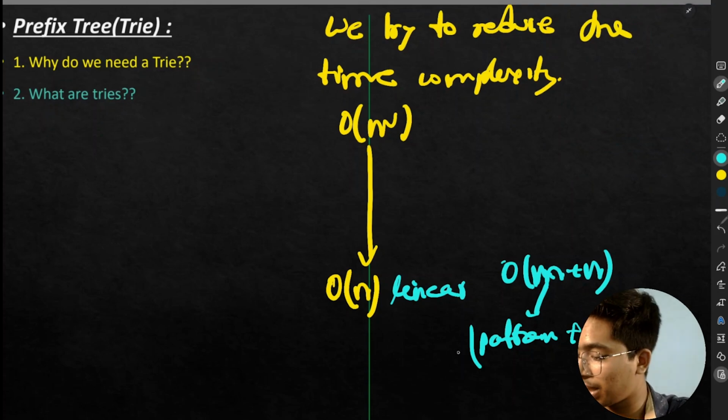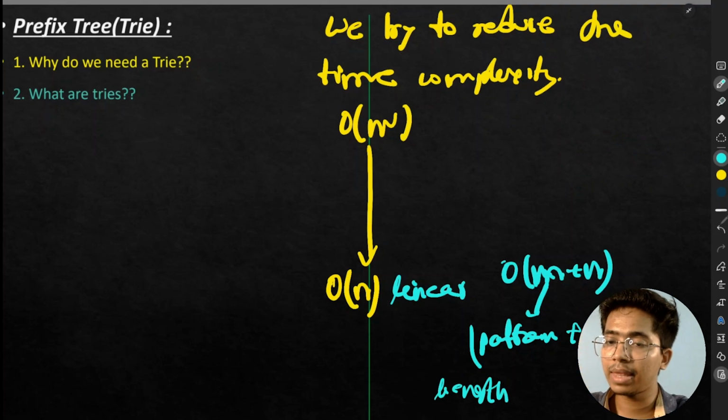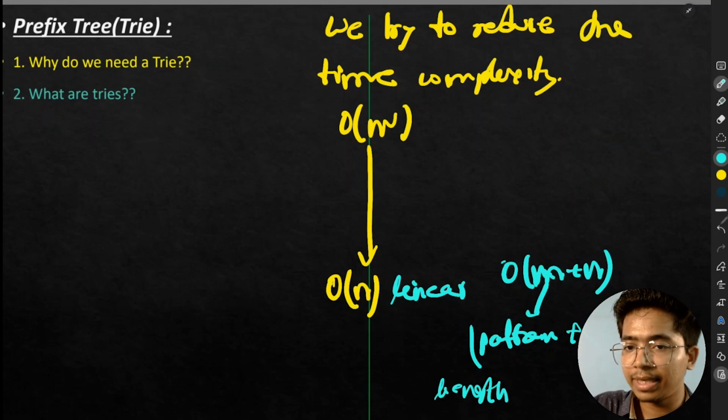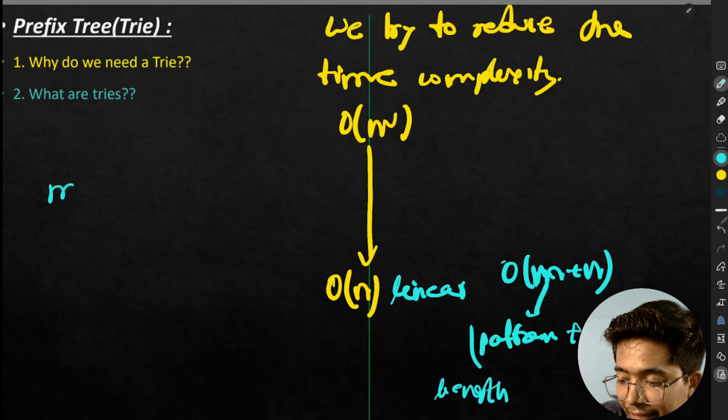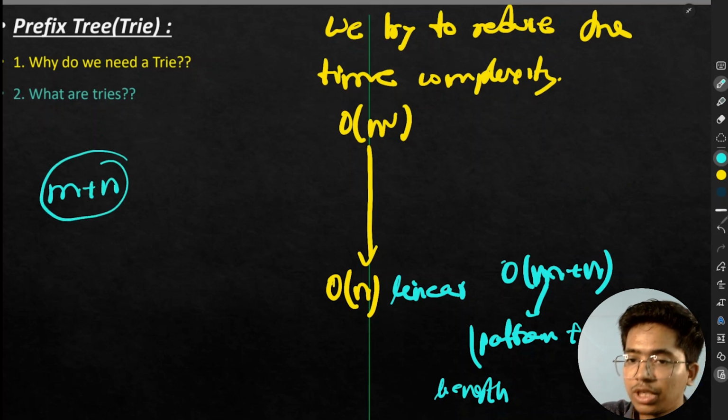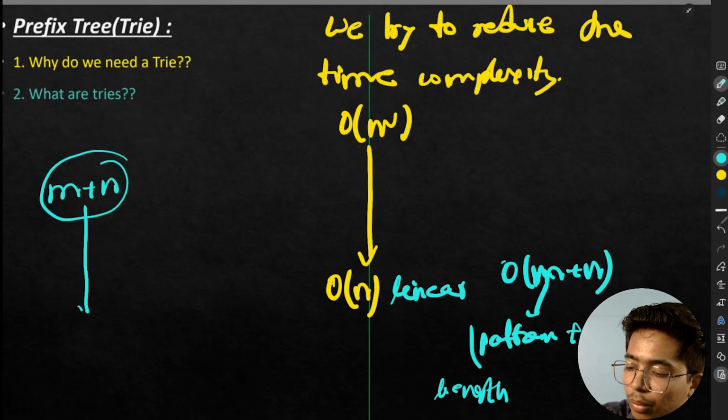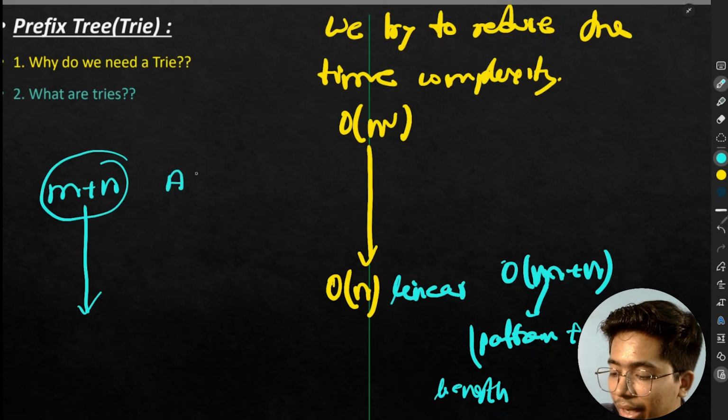So we get pattern length plus text length. That is what we get. That means this is also becoming large, that m plus n is also becoming large. We want to reduce it more. Why do we want to get such a large amount?